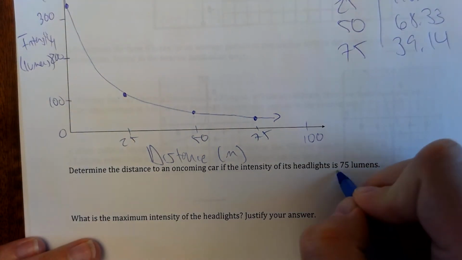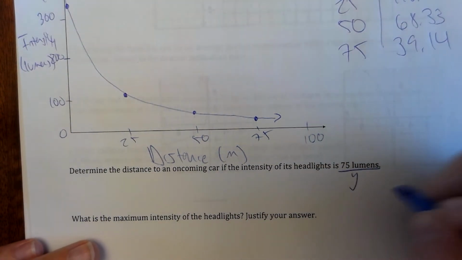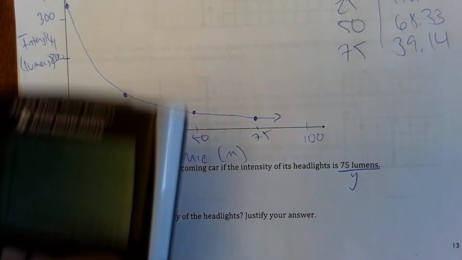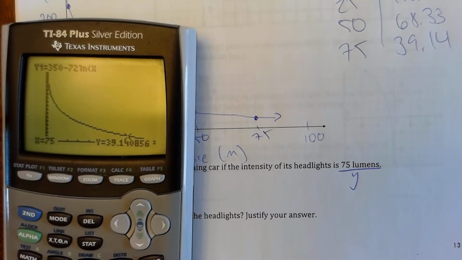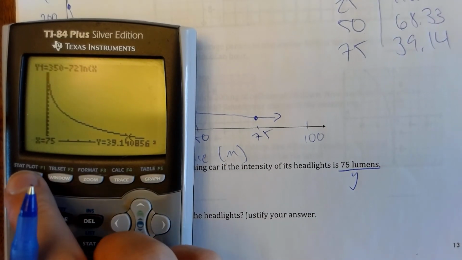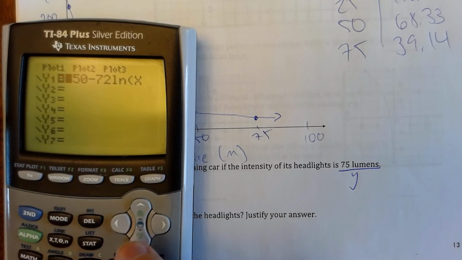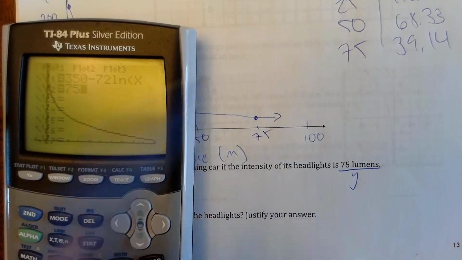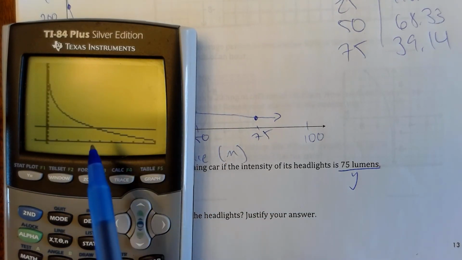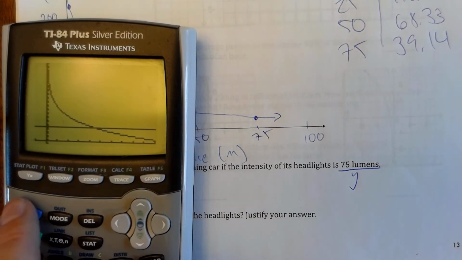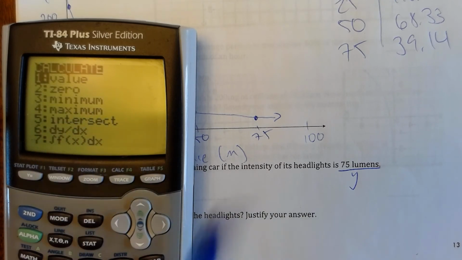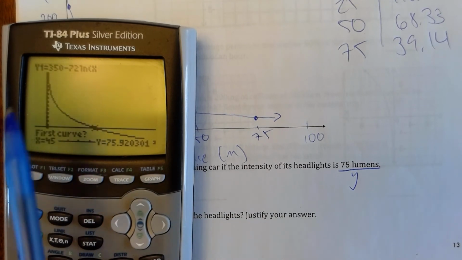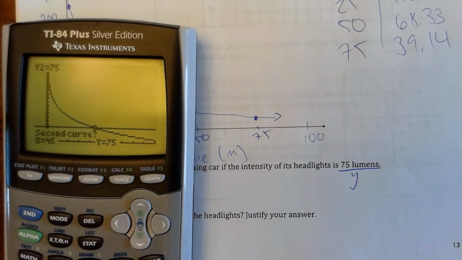So if the intensity is 75, that is a y value. On my graph, since it's a y value, that's a more annoying one to find. We have to go y equals. Don't erase that. We're going to throw in another value right here, y equals 75. Take a look at the graph, and I want to see where those 2 lines intersect. So we go second trace, 5 for intersect. It asks me first curve, I hit enter, second curve, enter, guess, sure, enter. So we end up hitting enter 3 times.